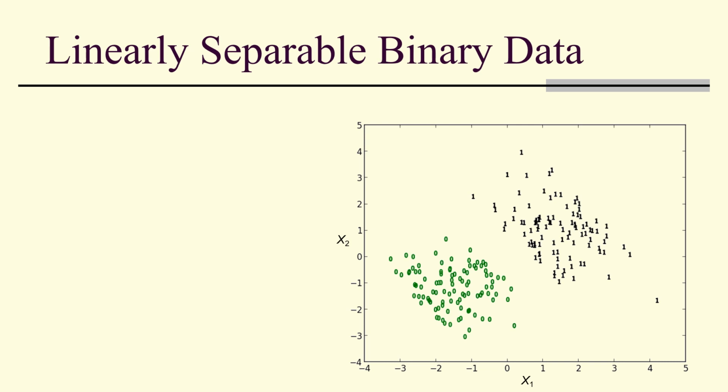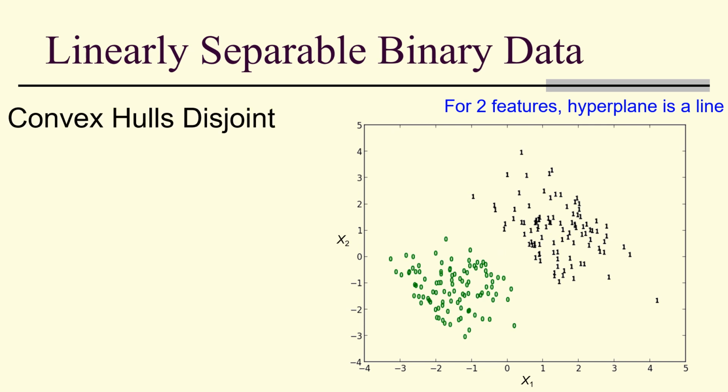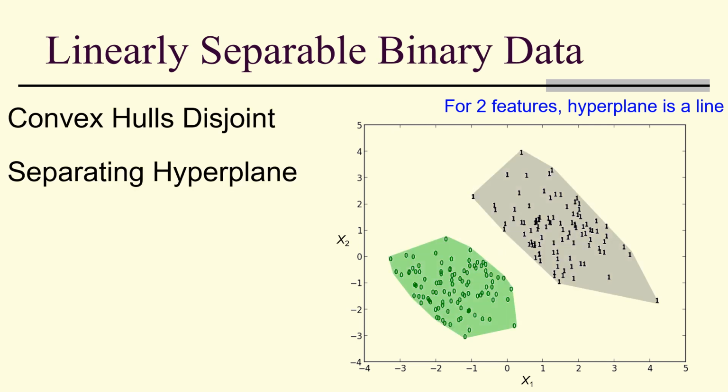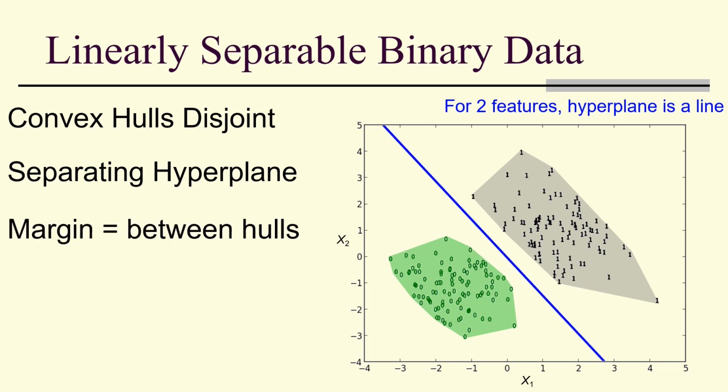I have here, pretty obviously, the positives and the negatives can be separated by a line. And a line in 2 dimensions is the hyperplane in 2 dimensions. Notice the convex hulls here are disjoint, and that's what tells us that there must be a separating hyperplane. The margin is the strip parallel to the separating hyperplane between the hulls.